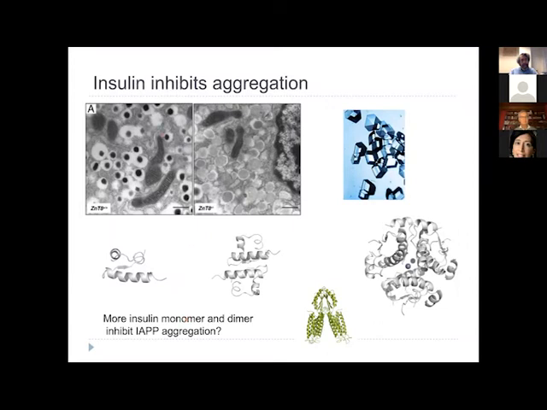This is actually just something I took from a paper, and I should have added the reference. Basically, what they show is this regular EM image of the beta cell, and you can see that inside there are some granules with a dark center, which actually reflects the crystals of insulin.